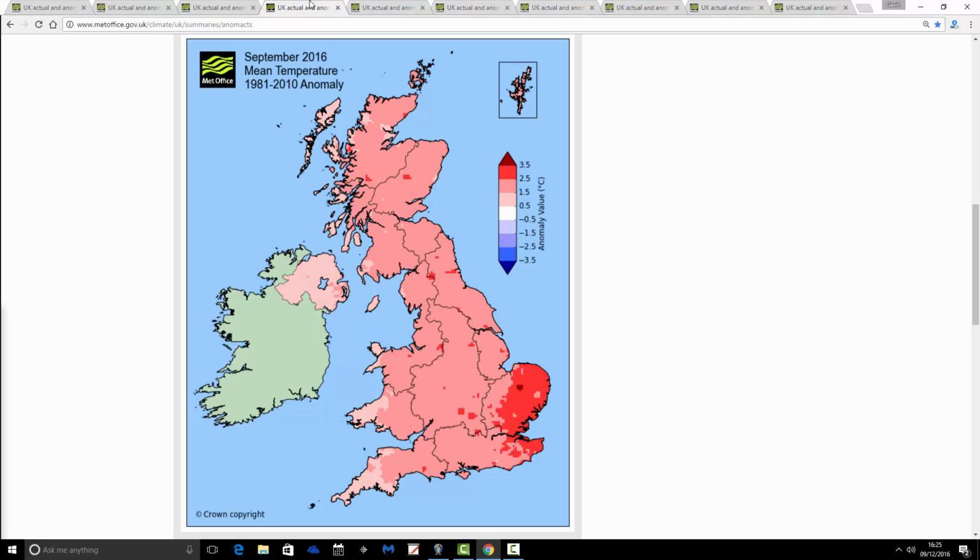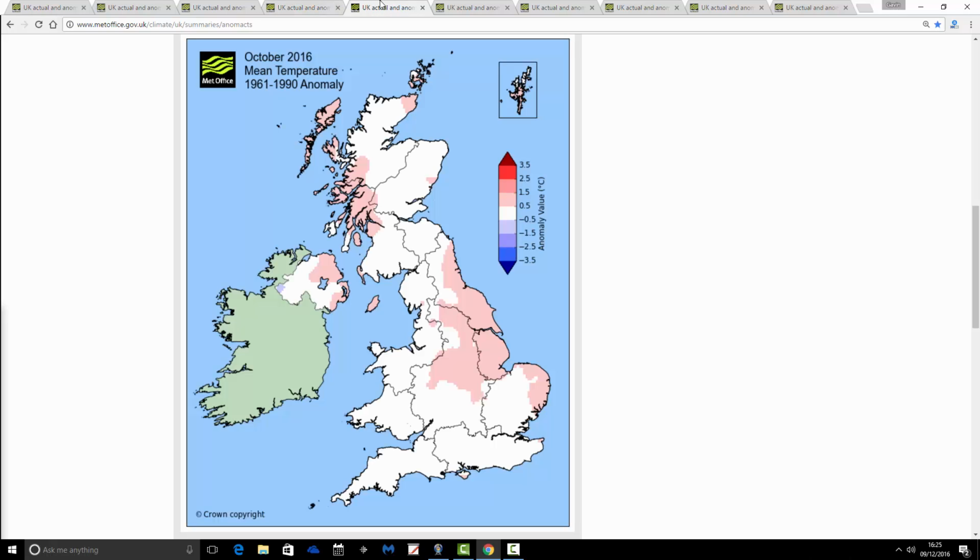Now, set against 81 to 2010, the temperature anomaly for September wasn't as extreme, but even so, still over a degree above average, really, for most parts of the country, around a degree, degree and a half. And against 81 to 2010, across the southeast, it was still around 2.5 to 3 degrees above average. So, obviously, a very warm September.